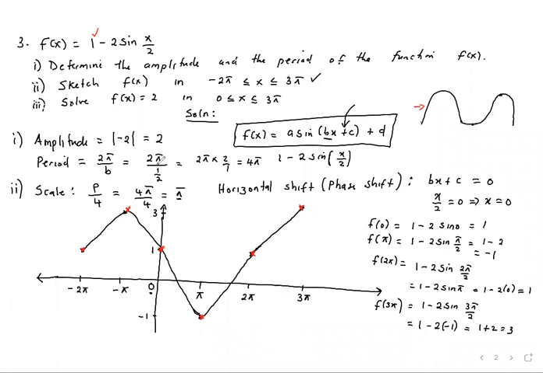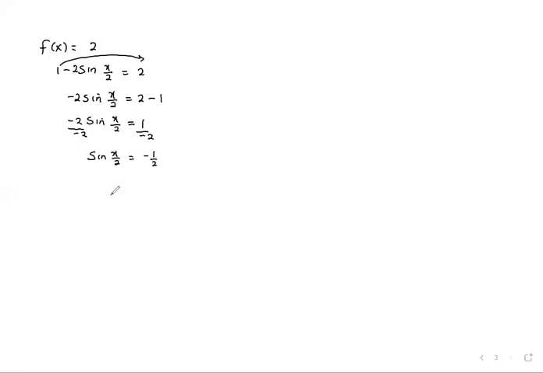So f of x is equal to 2. So we have 1 minus 2 sine x over 2 is equal to 2. We take this 1 to the other side. We'll have negative 2 sine x over 2 is equal to 2 minus 1, meaning that negative 2 sine x over 2 is equal to 1. Divide by negative 2 on both sides. So sine x over 2 is equal to negative 1/2. Let theta be equal to x over 2.